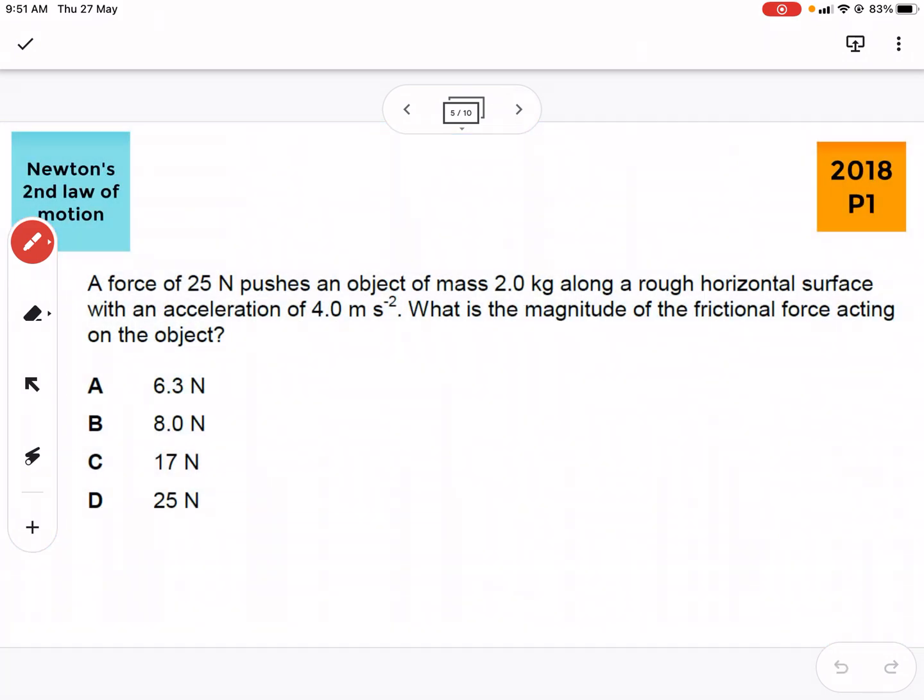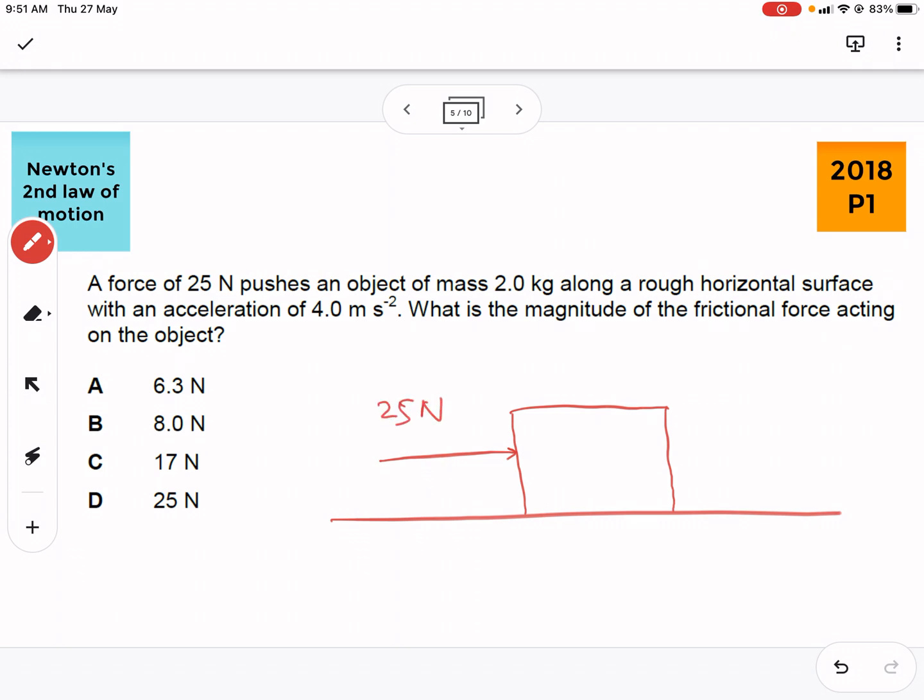Next we look at 2018 paper 1 question number 2. We have a description of forces on an object, so it's best to draw the diagram. We have a force acting on the object, pushing it, so just draw a very quick sketch of it. A push force of 25 newtons, and this object has a mass of 2 kg. This is your m, along a rough surface.